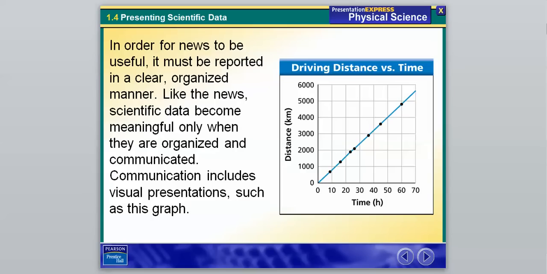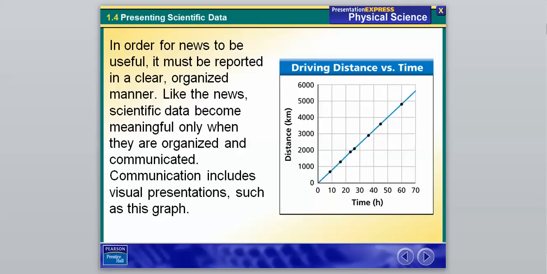So in order for news to be useful, it must be reported in a clear, organized manner. Like the news, scientific data become meaningful only when they are organized and communicated. Communication includes visual presentations such as this graph. So the example they give us here is that we basically have to make our scientific data easily accessible and easily communicated to other people, or else what we did basically was for nothing.